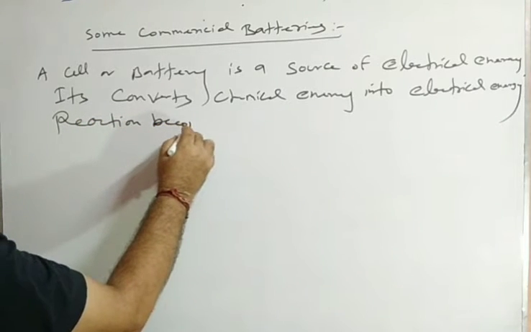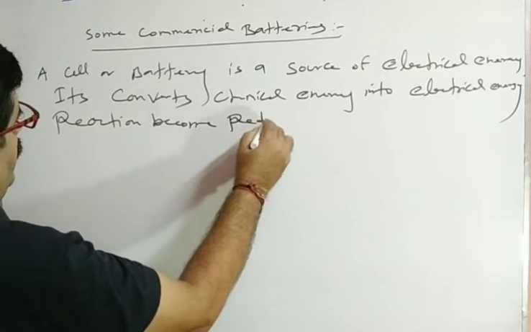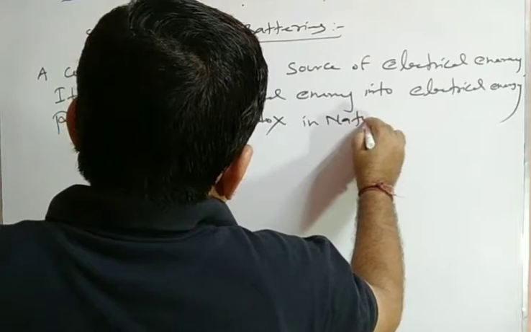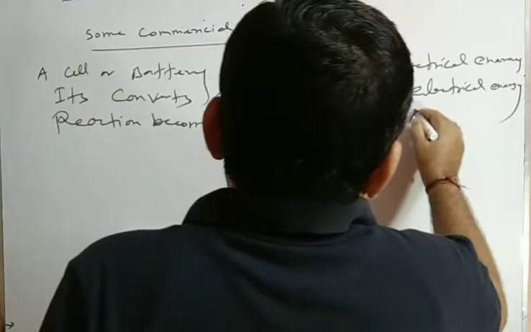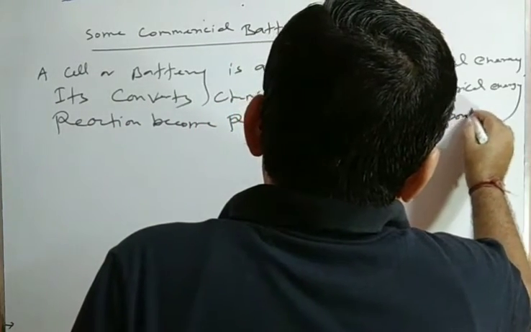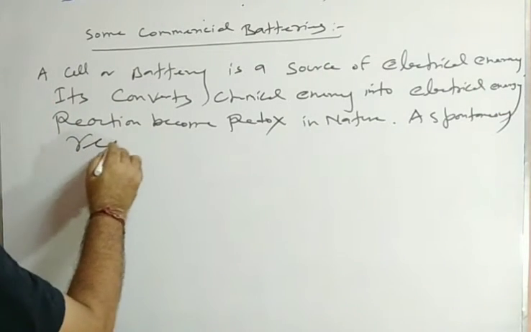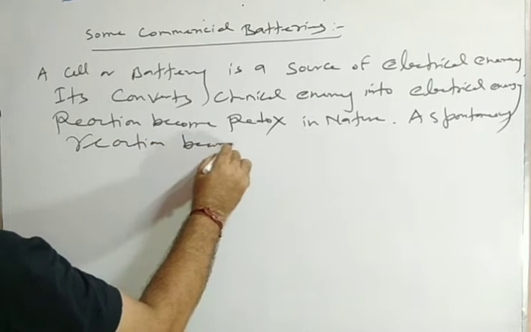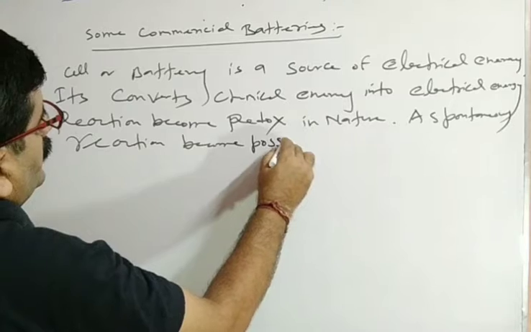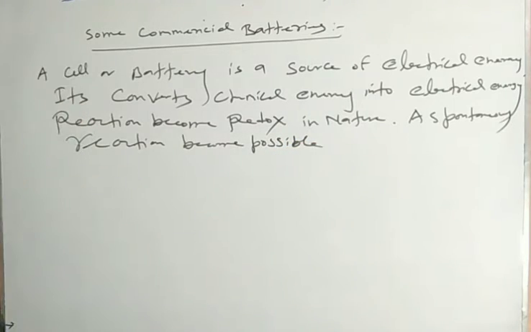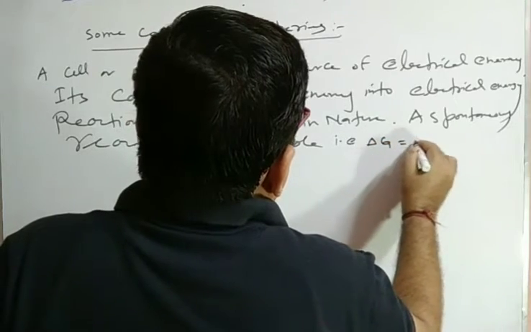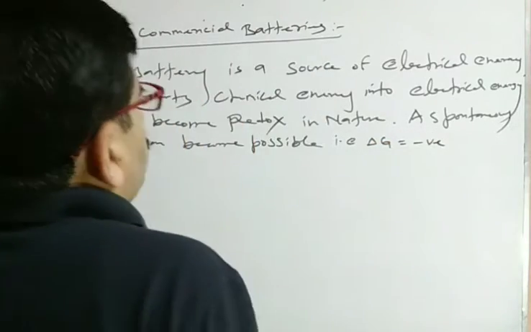The reaction becomes redox in nature. A spontaneous reaction becomes possible. That is, delta G, which gives the energy change, must be negative.